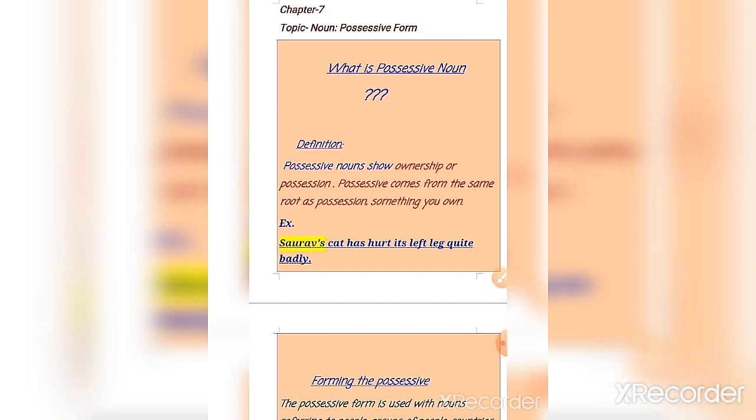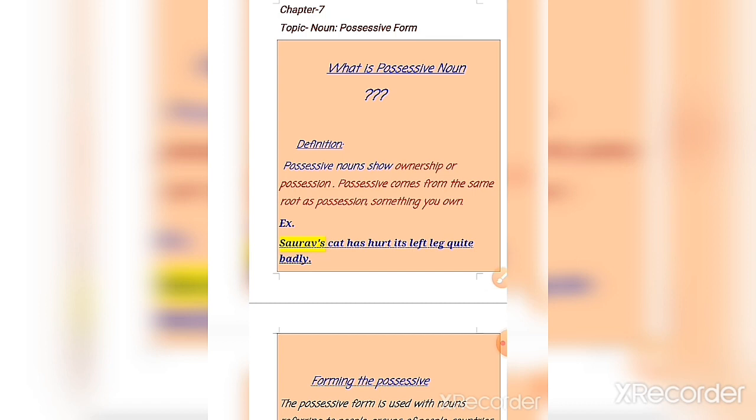Today we are going to have chapter number 7, that is noun possessive form. So let us begin the class with noun possessive form. What is noun possessive form? There is a question, okay? As it is very clear with the name, noun and possessive form. So students, just keep in mind that it is related to nouns, and we will study here how a noun is going to have a possessive form. Let us talk about the definition first.